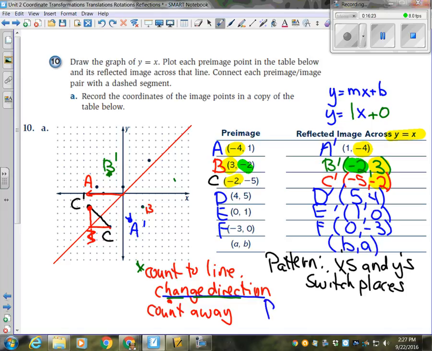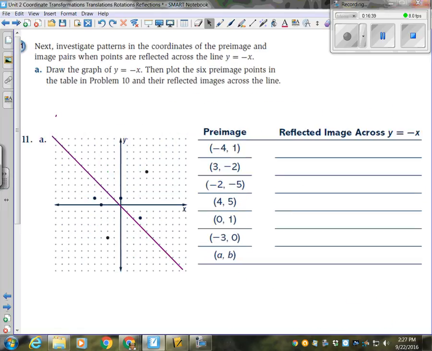So what is the rule for this particular transformation? It is the X's and Y's become Y's and then X's. All we did is change positions. Again, anytime you need to stop or pause the video, please feel free to do so. Moving on to the next one.